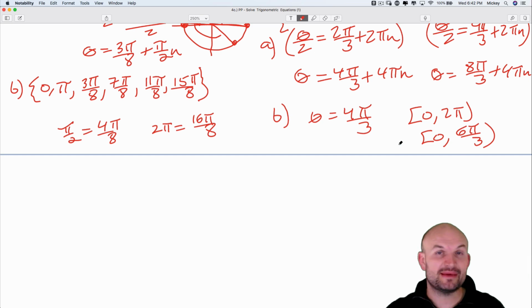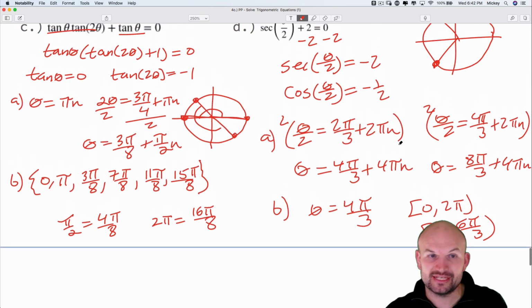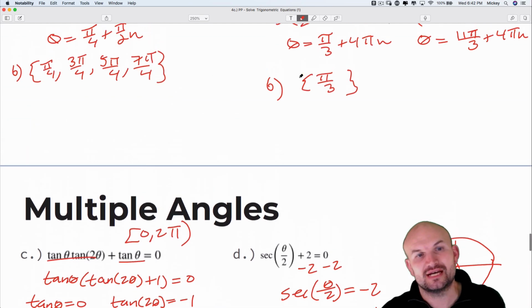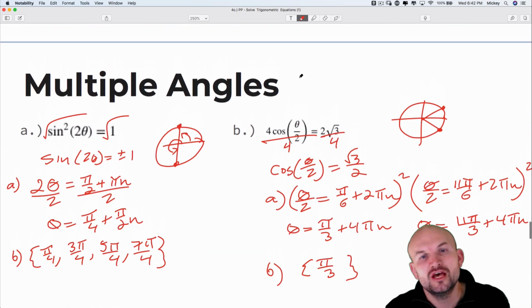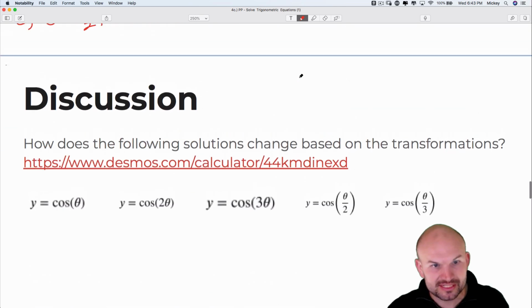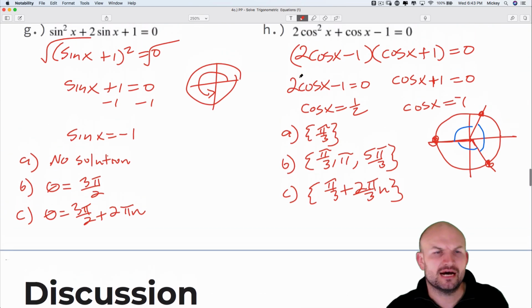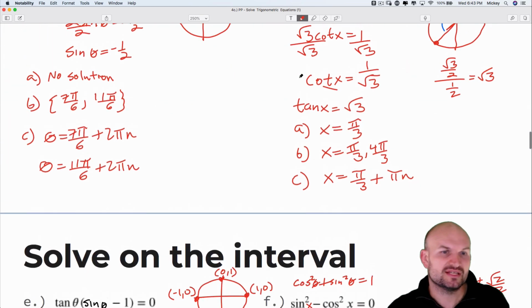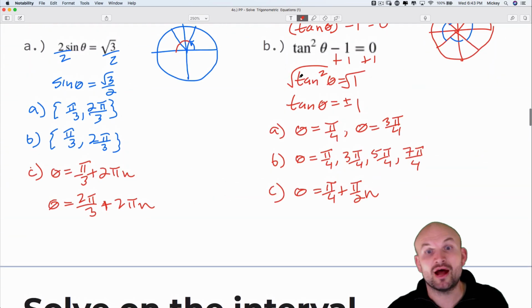So there you go, ladies and gentlemen. That is how you solve trigonometric equations. We did a lot of examples. We did the reciprocal functions. We did double angles. We did half angles. We did factoring. We did inverse operations. We talked about different intervals from 0 to pi, 0 to 2 pi, as well as how to find all of the solutions. So I hope this was helpful.